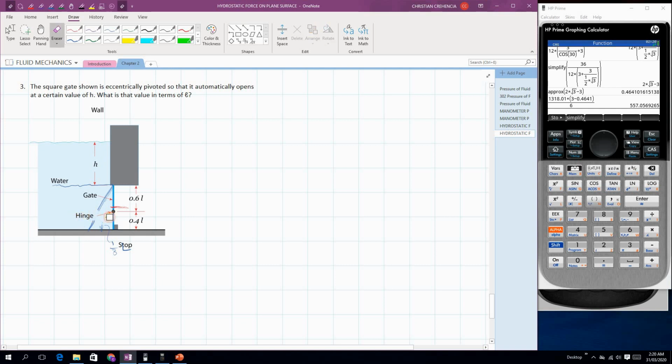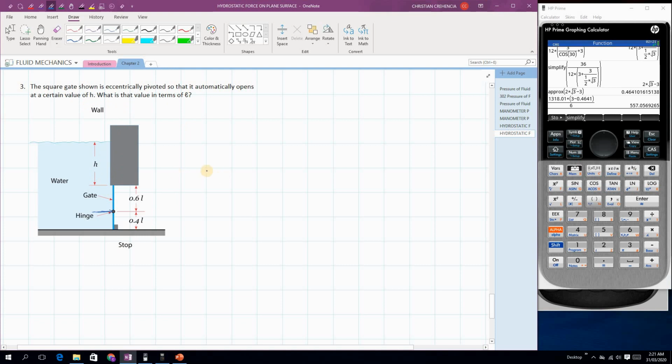sabi nating, okay, just slightly above nitong pivot natin para may open niya ngayon yung gate. Okay? So sabihin yung limit ng force F natin is hanggang dito sa may hinge. Okay? So paano natin makukuha yung ating force, yung height H?